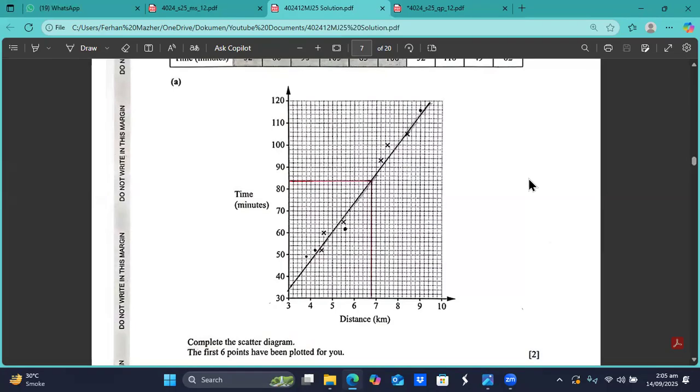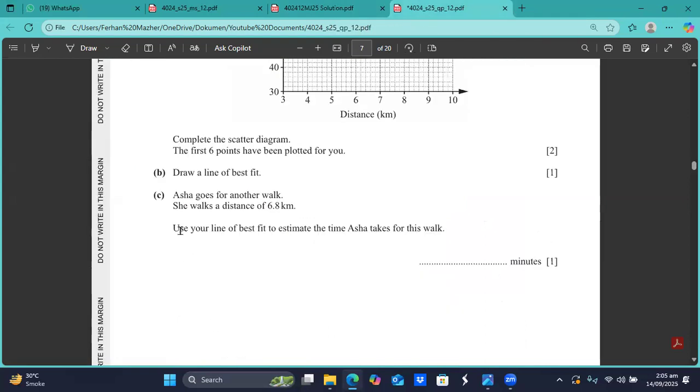Okay, so this distance, and you can see this distance is the same. So you try this. Okay, so this is the line of best fit. Then what is the question? Asha goes for another walk. She walks a distance of 6.8 kilometers. Use your line of best fit to estimate the time Asha takes for this walk.